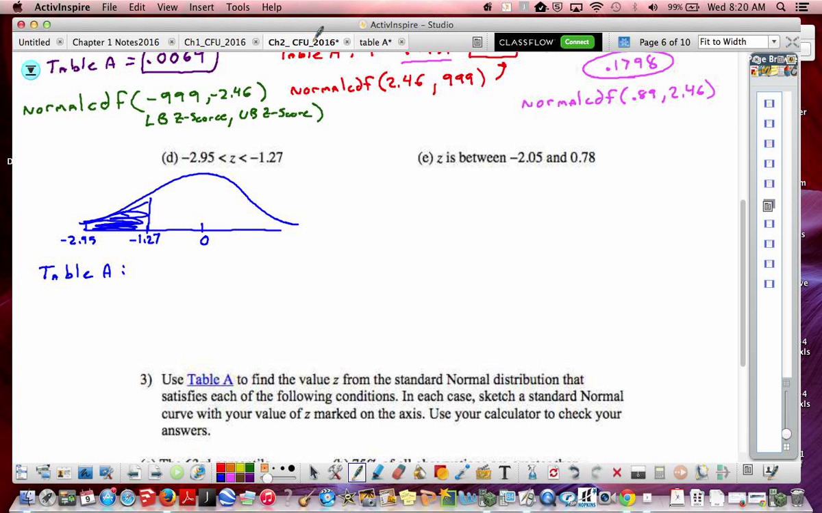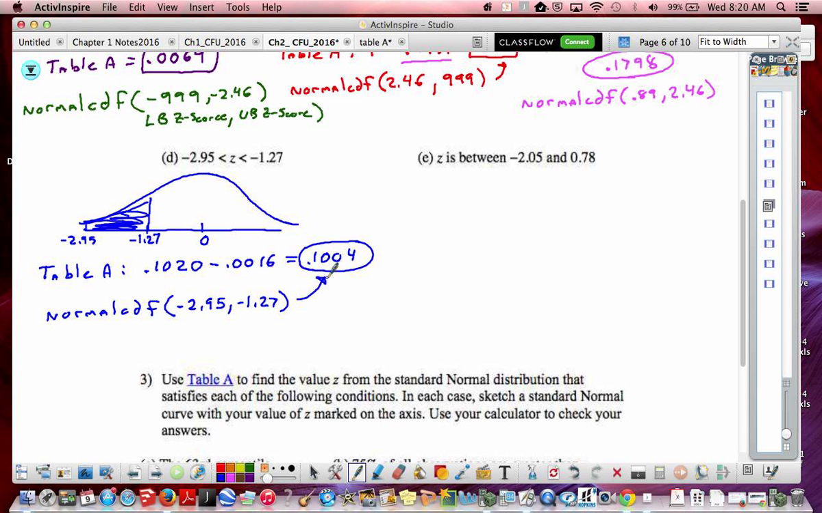So I go back here: 0.1020 minus 0.0016. When I subtract the two, I get 0.1004. Then, if I were to do it on my calculator, I'd be going normal CDF from negative 2.95 to negative 1.27. Again, you can enter that in your calculator, and if you round correctly, that should be 0.1004. Last one is just wording it differently, but it's done in the same process.